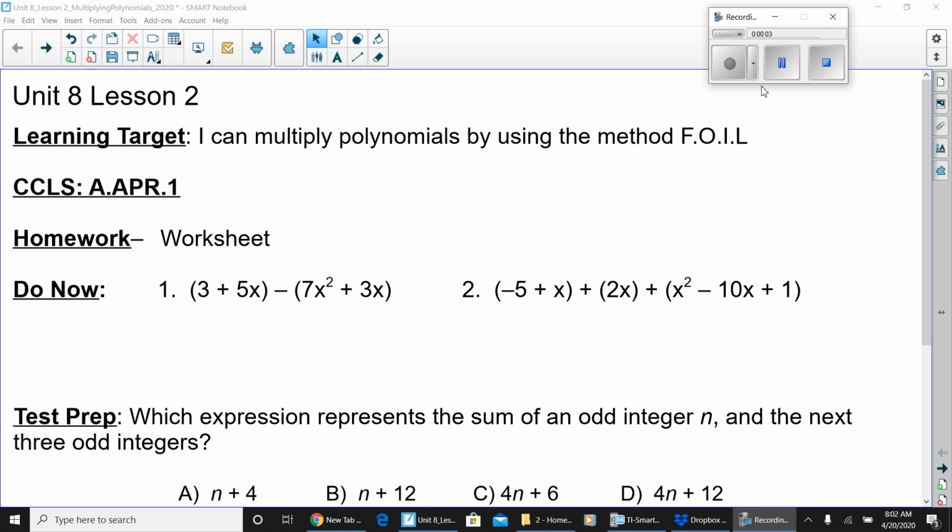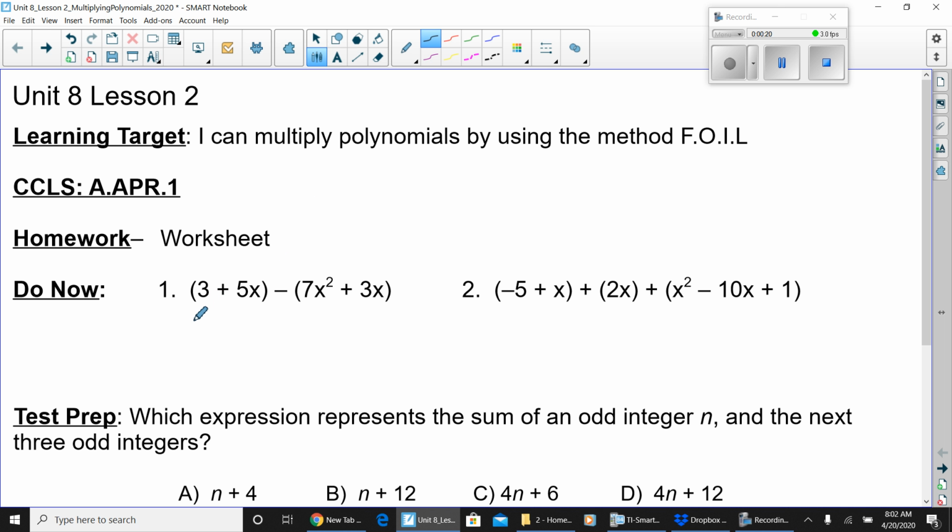Okay, this is Unit 8, Lesson 2. I can multiply polynomials by using the method FOIL. Alright, don't worry about that homework, and let's get to the do now.